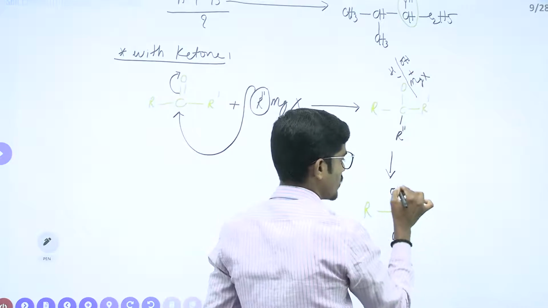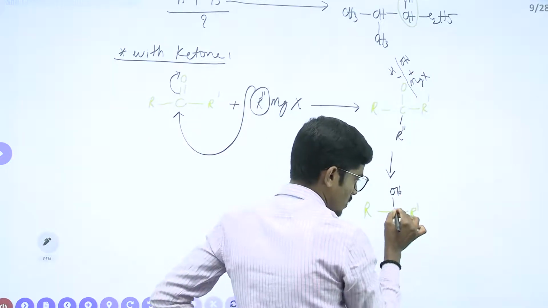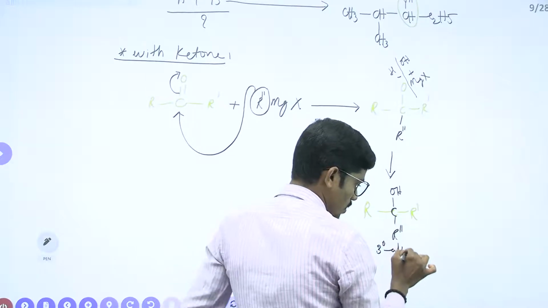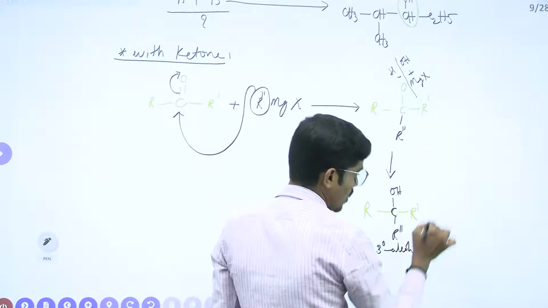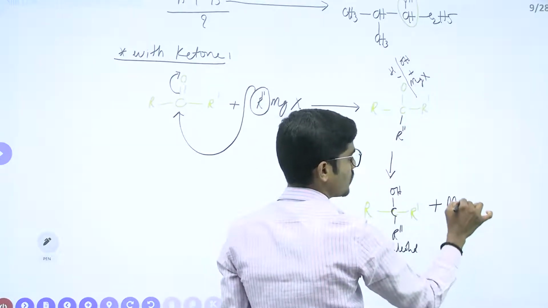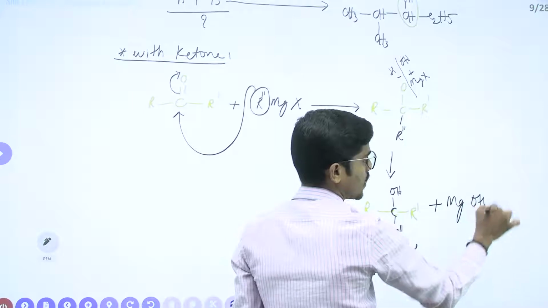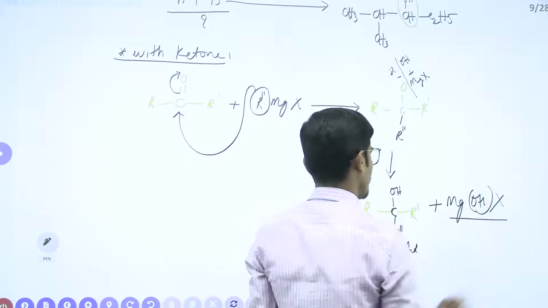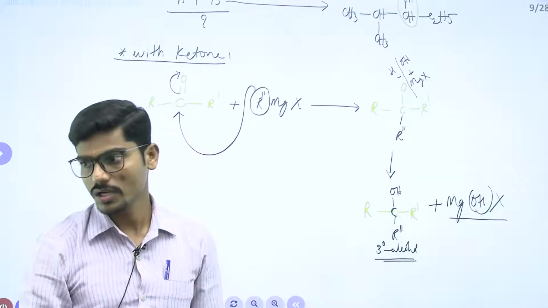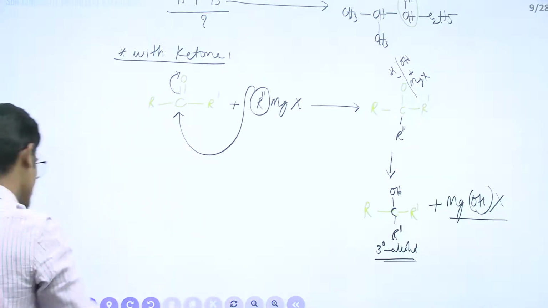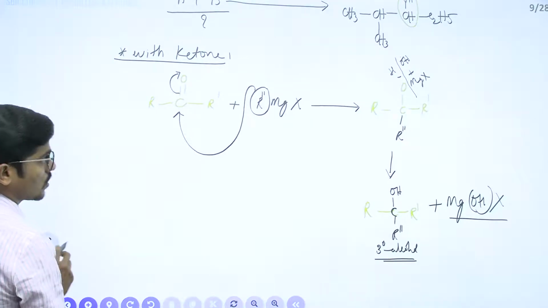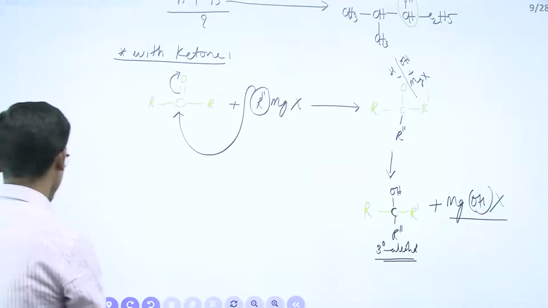Now it becomes OH. So this carbon is a tertiary carbon atom, right? So this is a tertiary alcohol, plus the byproduct MgOHX. It is common. Magnesium hydroxide halide is the byproduct. So tertiary alcohols are produced. Tertiary alcohol. Is it clear? Yes, just recall this one. Next, tertiary alcohols.